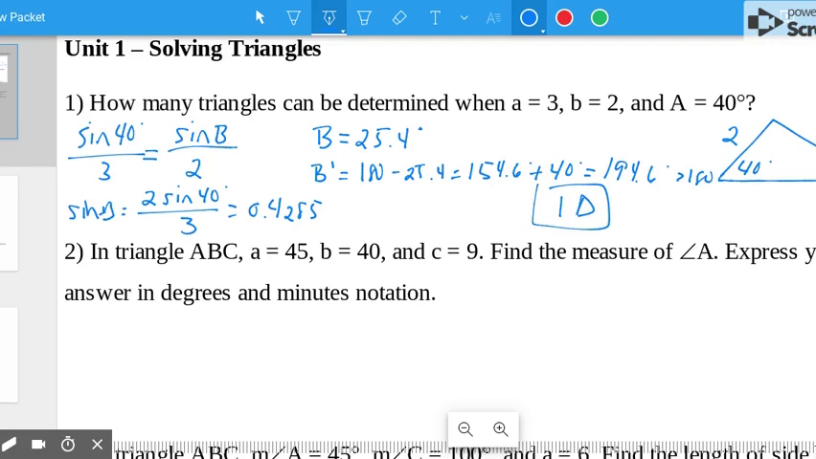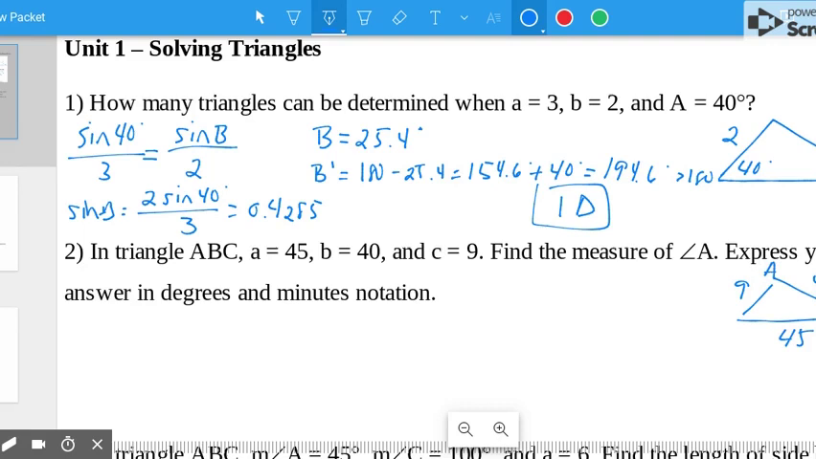Now for question 2. Again, they're giving us some random triangle ABC. They're giving us the 3 sides. So I could draw this out just so I have an idea of what it potentially could look like. We've got a short side 9. We've got another side. This isn't obviously drawn to scale. That's 40. And then a large side that's 45. And we're supposed to find the measure of angle A, which in this triangle would be up here.